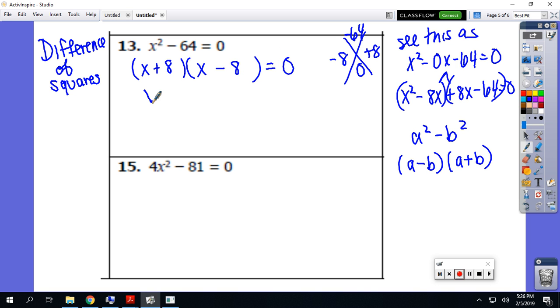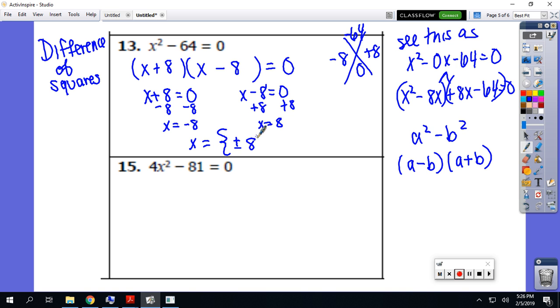Setting each of these equal to 0 and solving. X plus 8 equal to 0. X minus 8 equal to 0. So solving this, I'm going to subtract 8 on both sides. I get x to equal negative 8. This one I'm going to add 8 to both sides. I get x to equal positive 8. So this one has solutions of plus or minus 8. Positive or negative 8.